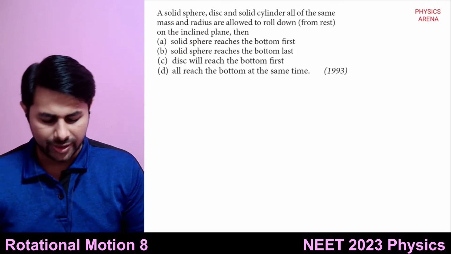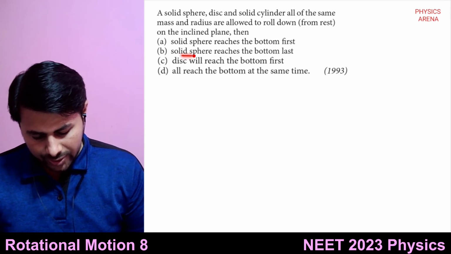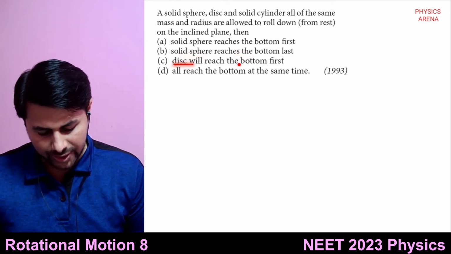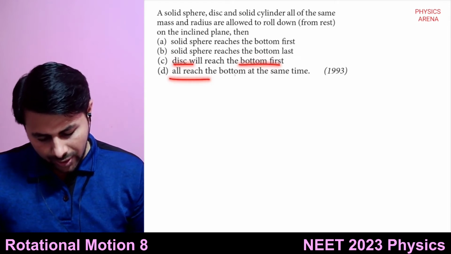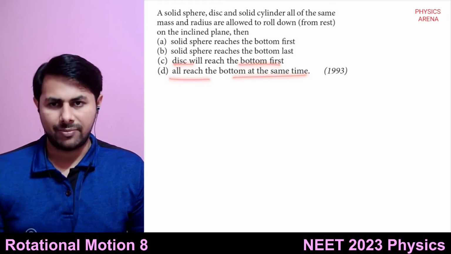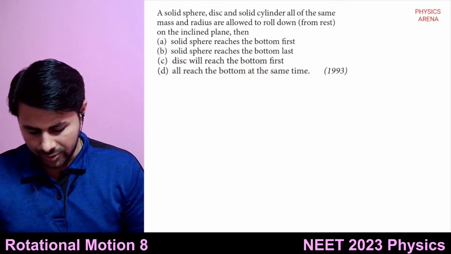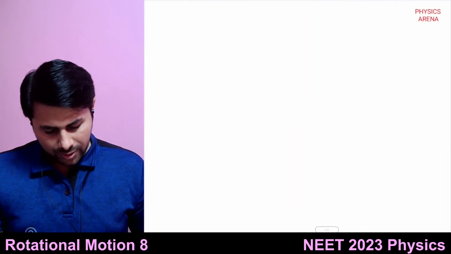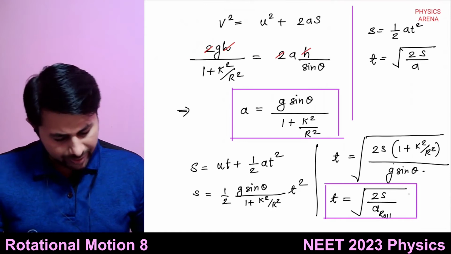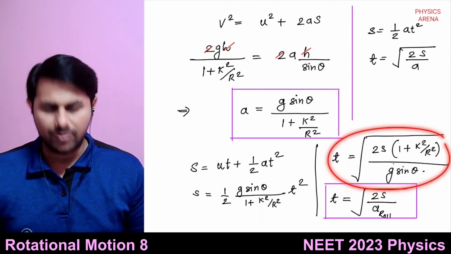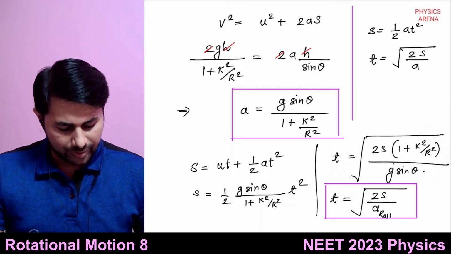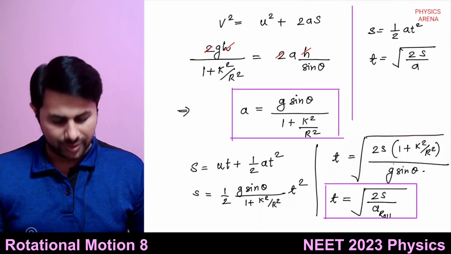Then the solid sphere reaches the bottom first, or the solid sphere reaches the bottom last, or the disk will reach the bottom first, or all reach the bottom at the same time. This is the question. Now see the time taken by these bodies to reach the bottom. The time taken by these bodies to reach the bottom is given by this formula.